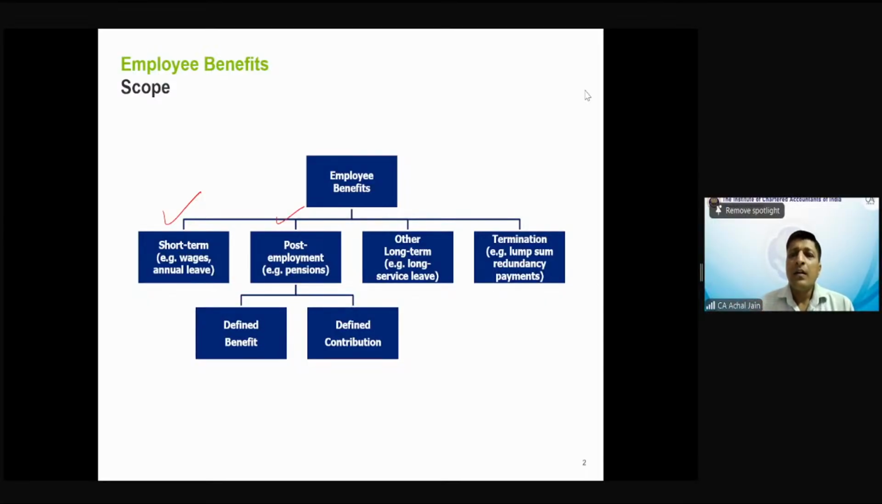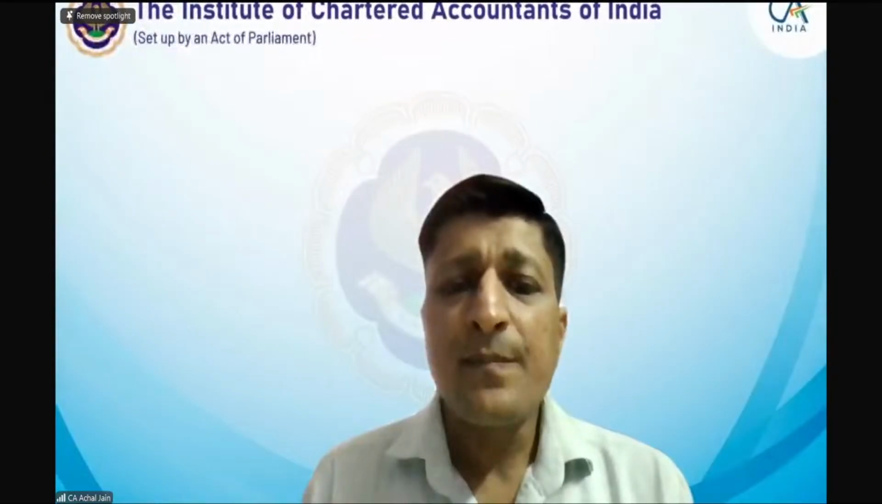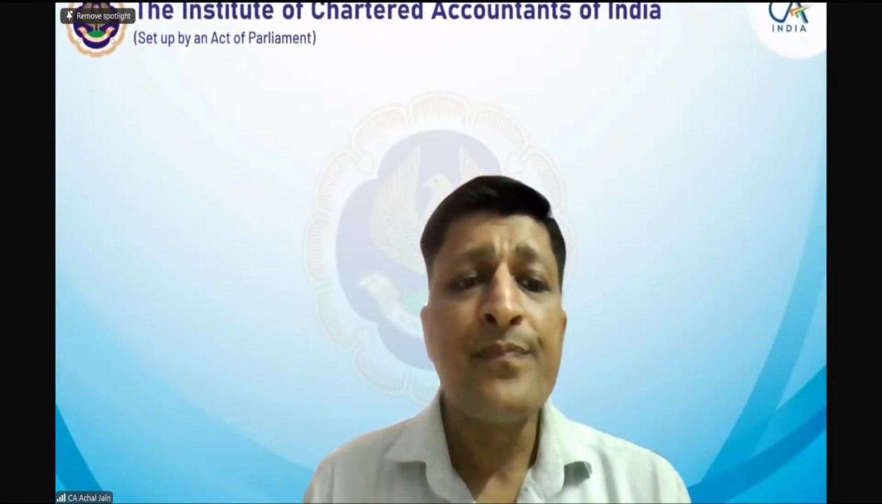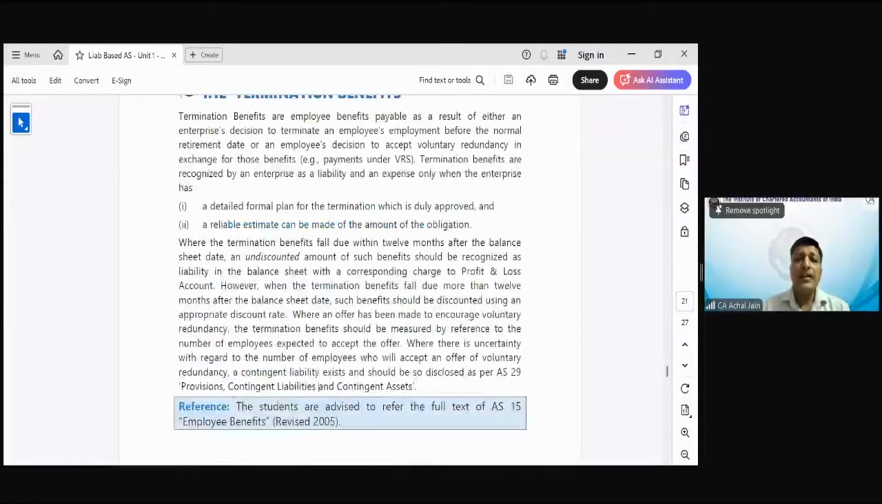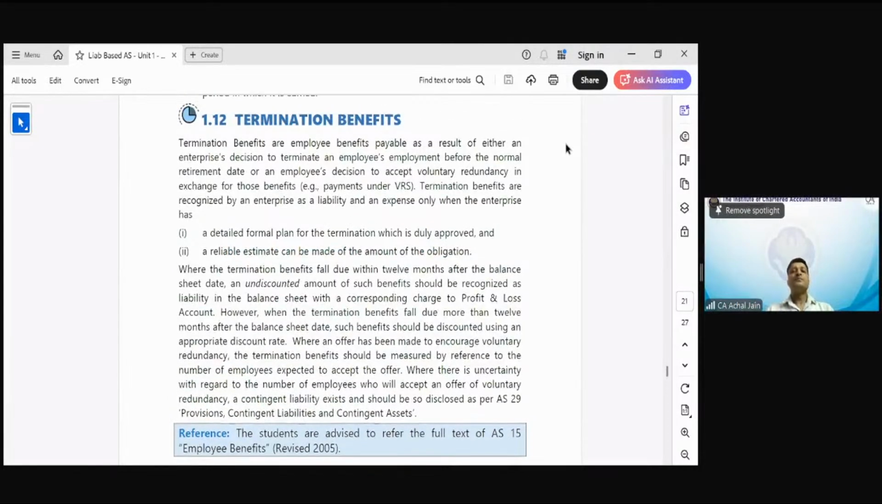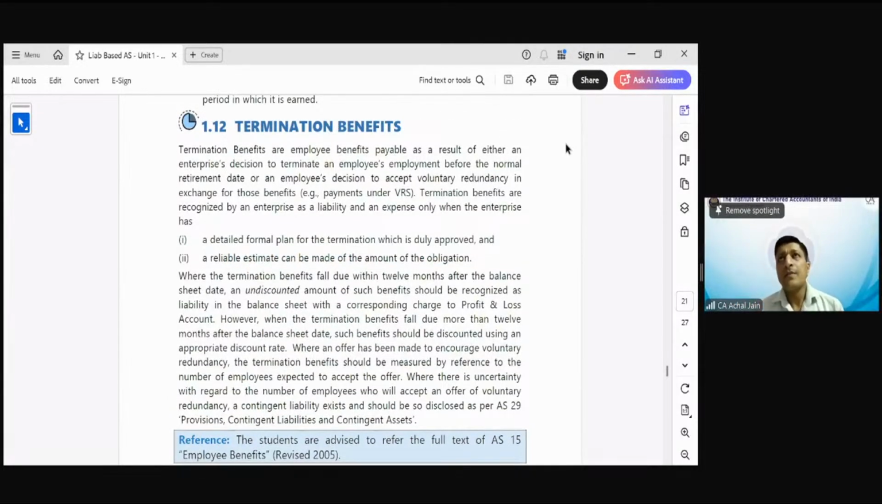Okay. Now termination benefits. What are termination benefits, and how are these required to be accounted for? Let's talk about these two. In relation to termination benefits, as the terminology suggests, these are the benefits which are payable at the time of termination. Now what is the meaning of terminating? Let's suppose employees are terminated before retirement. Now why may an employee be terminated?